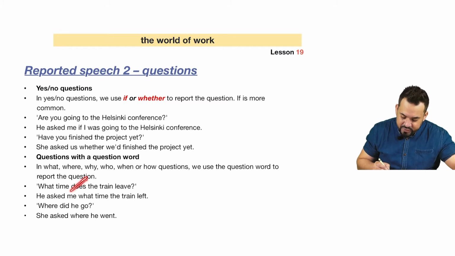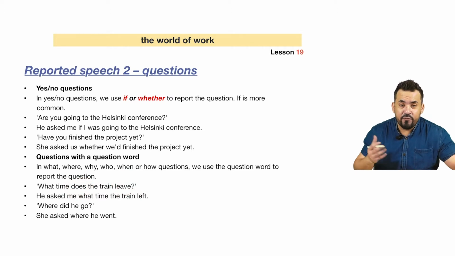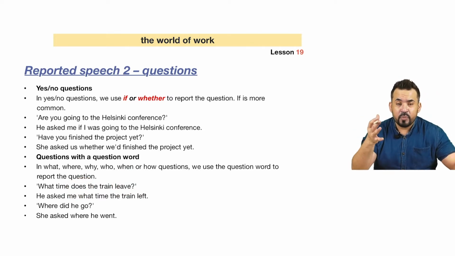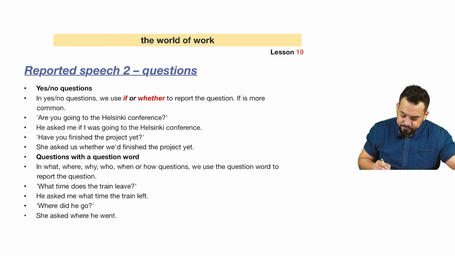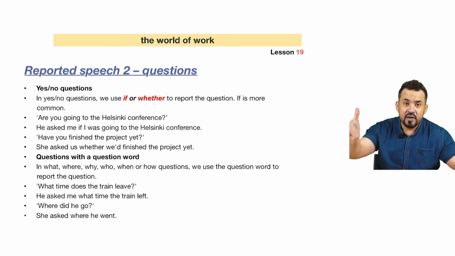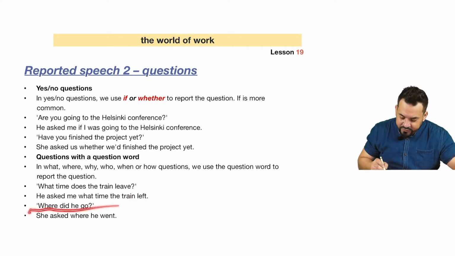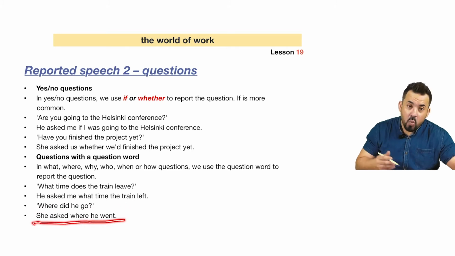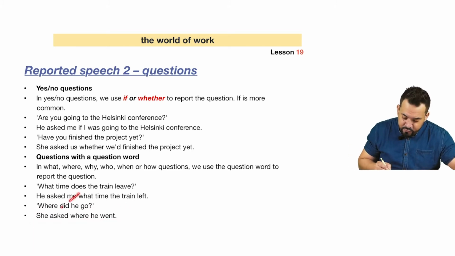We didn't include the does, because if we include the does, then we must use the infinitive form of the verb, or the base form of the verb. You know, with the do auxiliaries, we always have to use the base form of the verb. But we removed the do auxiliary, which is does in this case, so we can push the tense one step back. Where did he go? She asked me where he went. Again, we remove the did because if we use it, we need to use the base form of the verb, which is go.